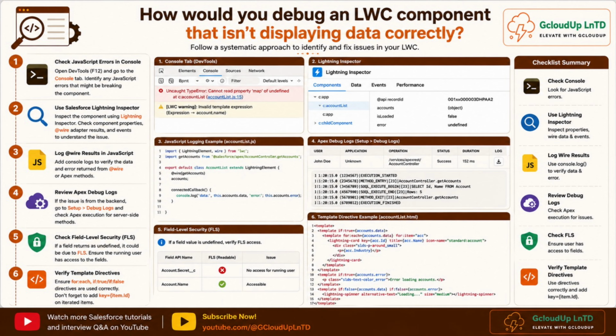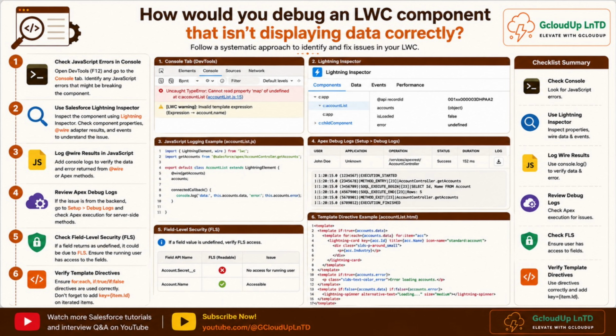So first, we can check for a JavaScript error in the console. In the DOM, we can use the console tab with the inspector to check the JavaScript error. The second one, we can use the Salesforce Lightning Inspector tool. With the help of that inspector tool, we can check if there is any issue with the wire adapter, or any issue with the result and event related to that wire adapter, and using that we can understand the issue. Third one is to check the log result in JavaScript.